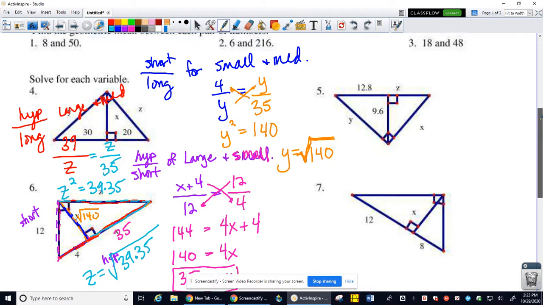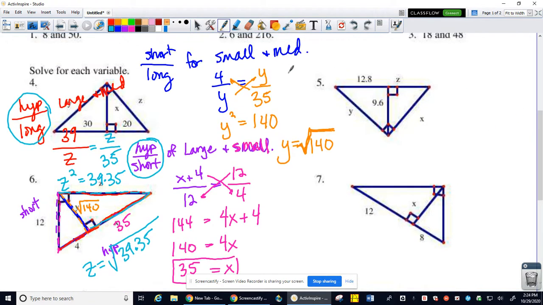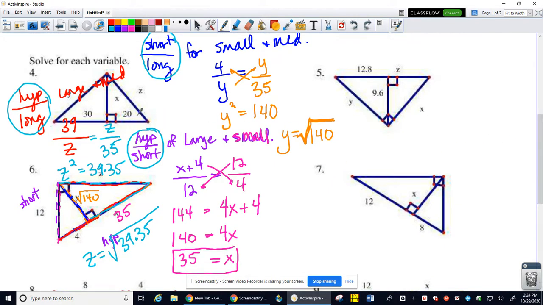So there are three different ratios, well, actually two ratios. It involves the hypotenuse and the short side, the hypotenuse and the long side, or the short side and the long side for two out of those three triangles. Depending on what you're asked to solve, you're going to use one of these three proportions. Like on number 7 over here.